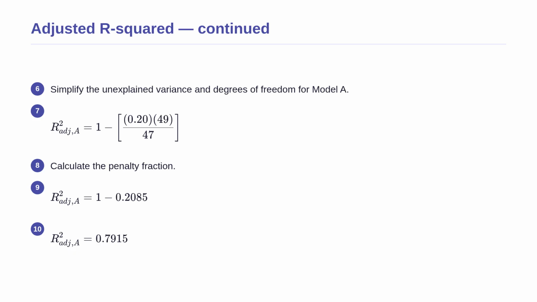Continuing with Model A, we simplify the terms. The term inside the parentheses, 1 minus 0.80, gives us 0.20. This represents the 20% of variance that remains unexplained by Model A. We multiply this unexplained variance by 49, which is the total sample size minus 1. We then divide by 47, the degrees of freedom for the error. This fraction evaluates to approximately 0.2085, which is our penalty term. Subtracting this from 1 gives us a final baseline score of 0.7915.